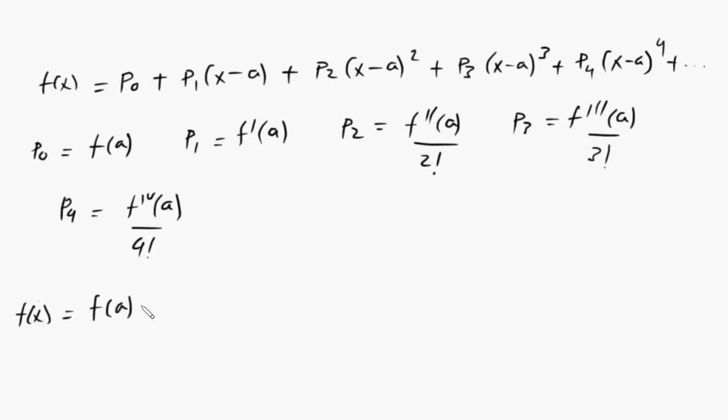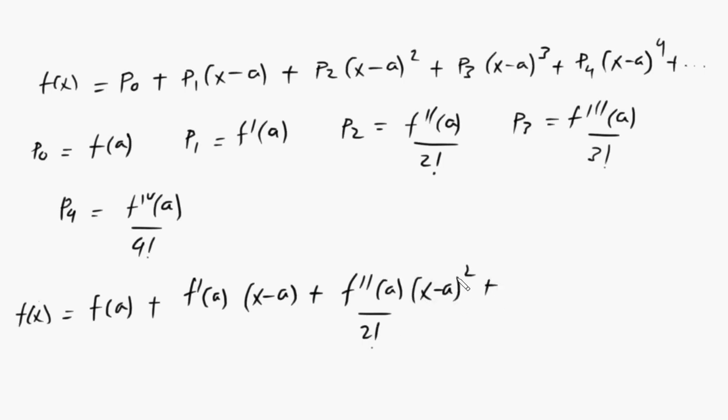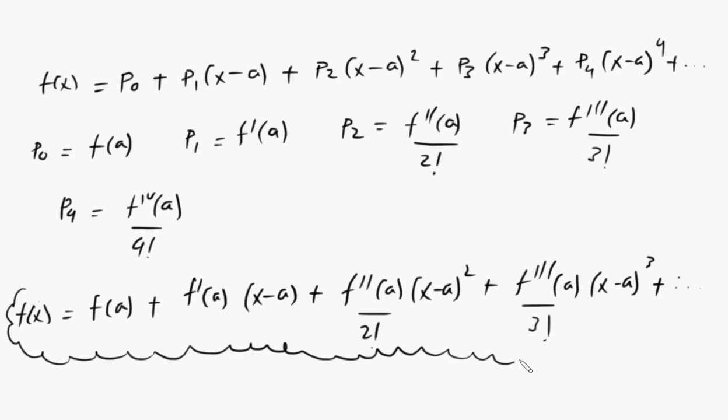Is fa, maana badala ya p0 naweka fa, badala ya p1 maana naweka f dash a first derivative times x minus a, badala ya p2 nitaweka hiyo second derivative of fa over 2 factorial times x minus a squared, na badala ya p3 nitaweka hiyo third derivative of fa over 3 factorial times x minus a cubed na kuendelea. So what is this now? Kumbuka in the beginning of the tutorial, what is this? This is the Taylor series. So we have proved now it is true. Okay, so this is how you derive the Taylor series.